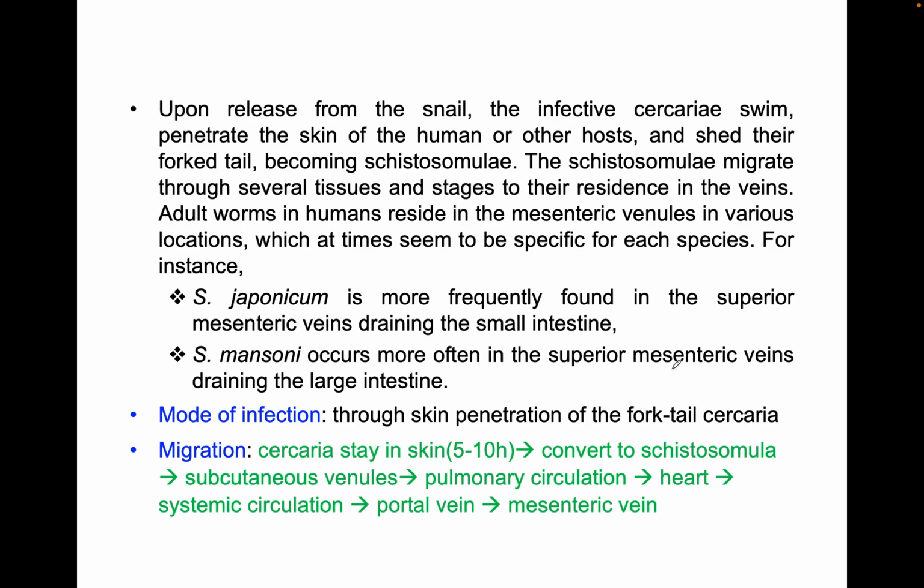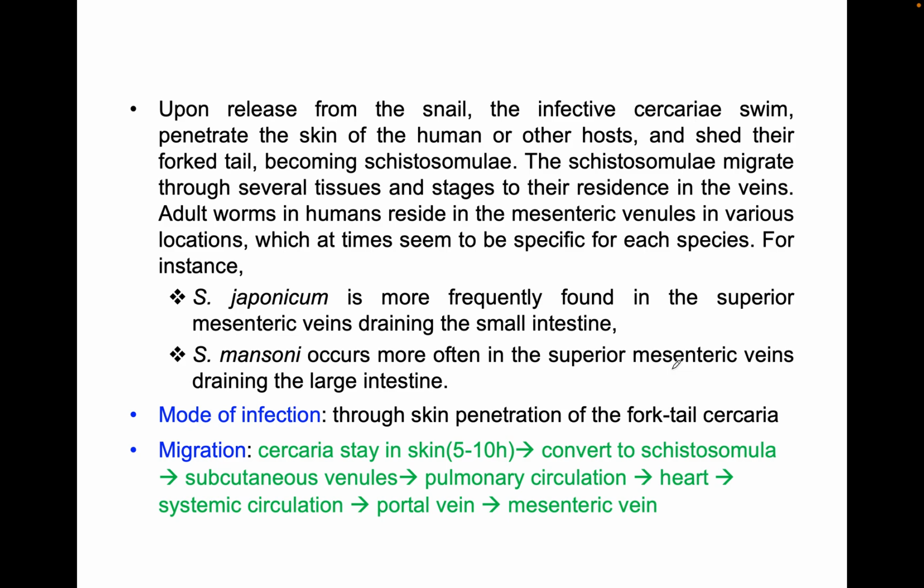And after they are released from the snail, the infective stage is the cercaria. The cercaria swims, and they are very sensitive to light and temperature. Once people are walking by, they can find the host and penetrate the skin of the human or other host, and they shed their forked tail and turn into schistosomula.